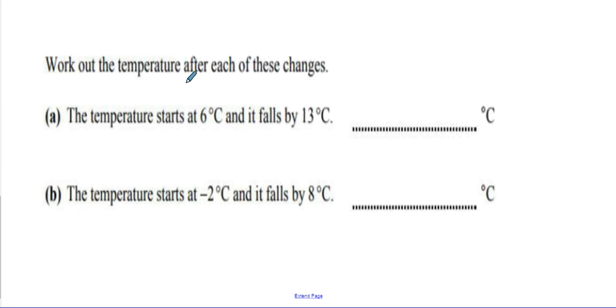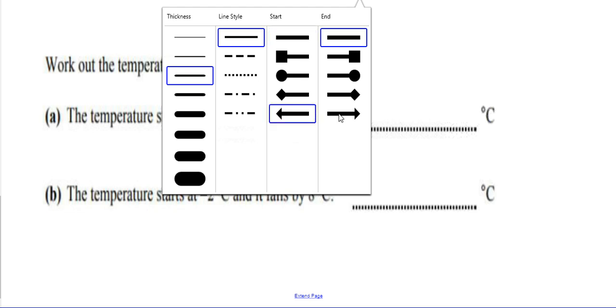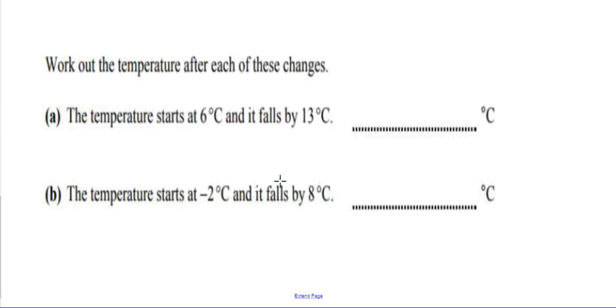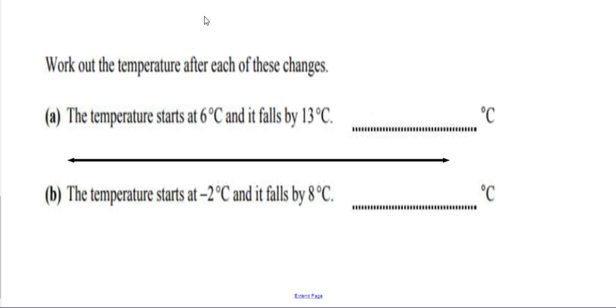Work out the temperature after each of these changes. The temperature starts at 6 degrees centigrade and it falls by 13 degrees centigrade. So what is the answer? What we do, take use of a number line. Draw a number line over here, and then the temperature starts at 6 degrees centigrade and then it falls by 13 degrees centigrade.